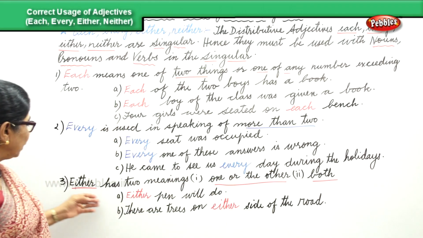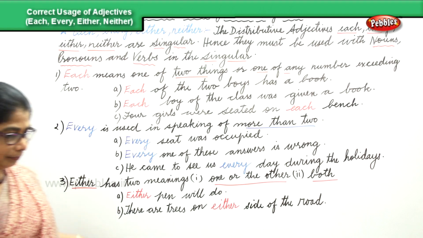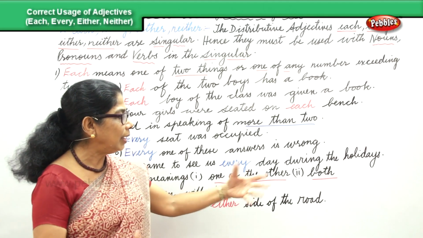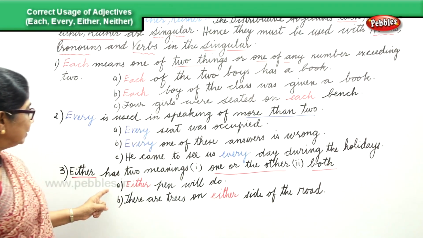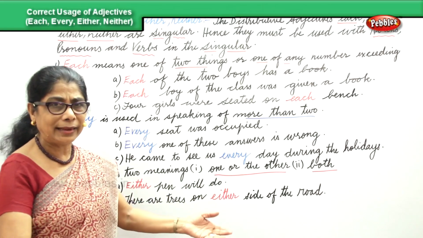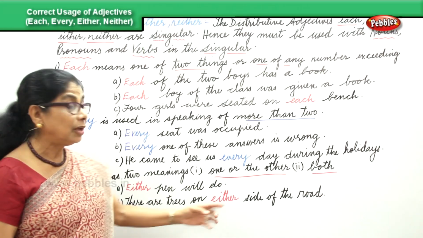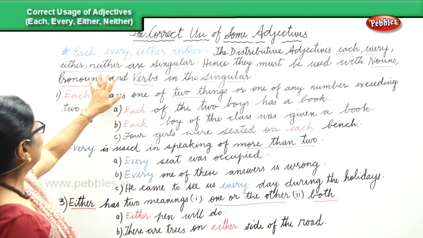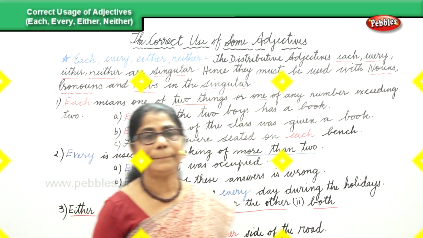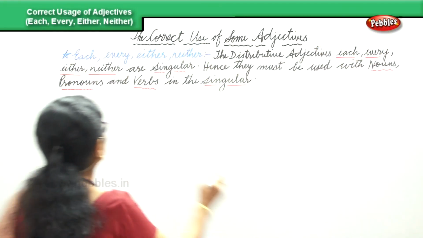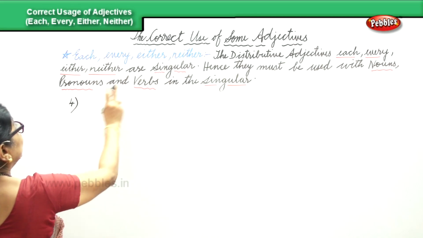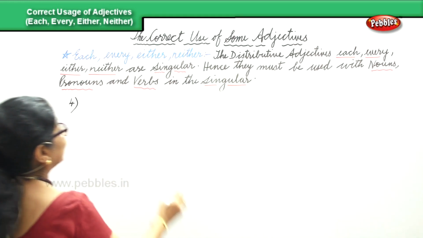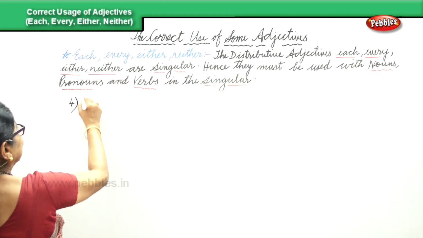Okay? Now, we are talking about here either. When we say either, either has two meanings, one or the other, or both. First sentence here, either pen will do, this or that. There are trees on either side of the road. Okay, now finally, we have one word left, that is neither. We go to the fourth one. Fourth one is neither. Now, we're going to look at the distributive adjective, neither.